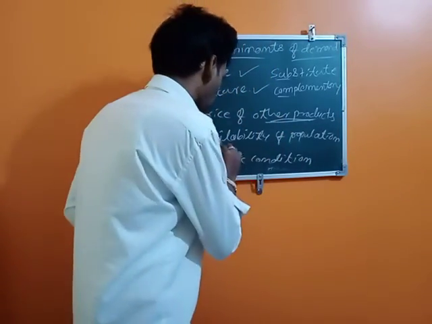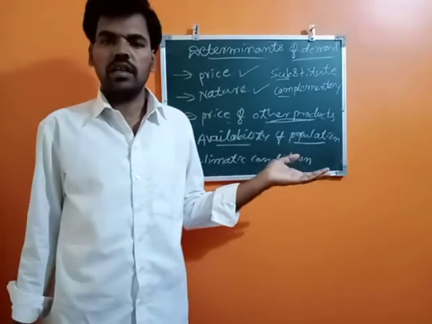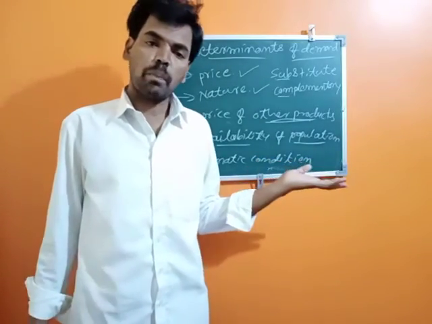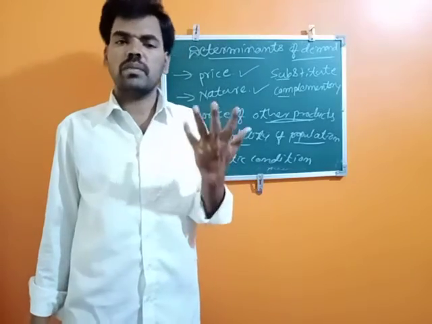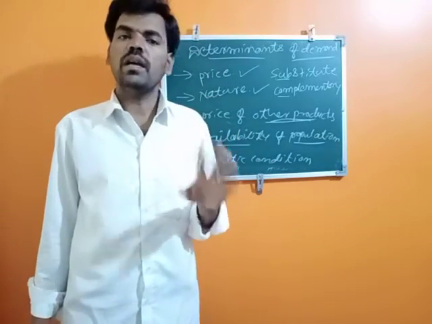ಸೊ ನೆಕ್ಸ್ಟ್ ಅವೈಲಬಿಲಿಟಿ ಆಫ್ ಪಾಪ್ಯುಲೇಷನ್. ಸೊ ಈಸಿಲಿ ವಿ ಕ್ಯಾನ್ ಅಂಡರ್ಸ್ಟ್ಯಾಂಡ್ ದಿಸ್. ಏನಂತಂದರೆ if the population is more, so the demand will be more. If the population is less, the demand will be less.